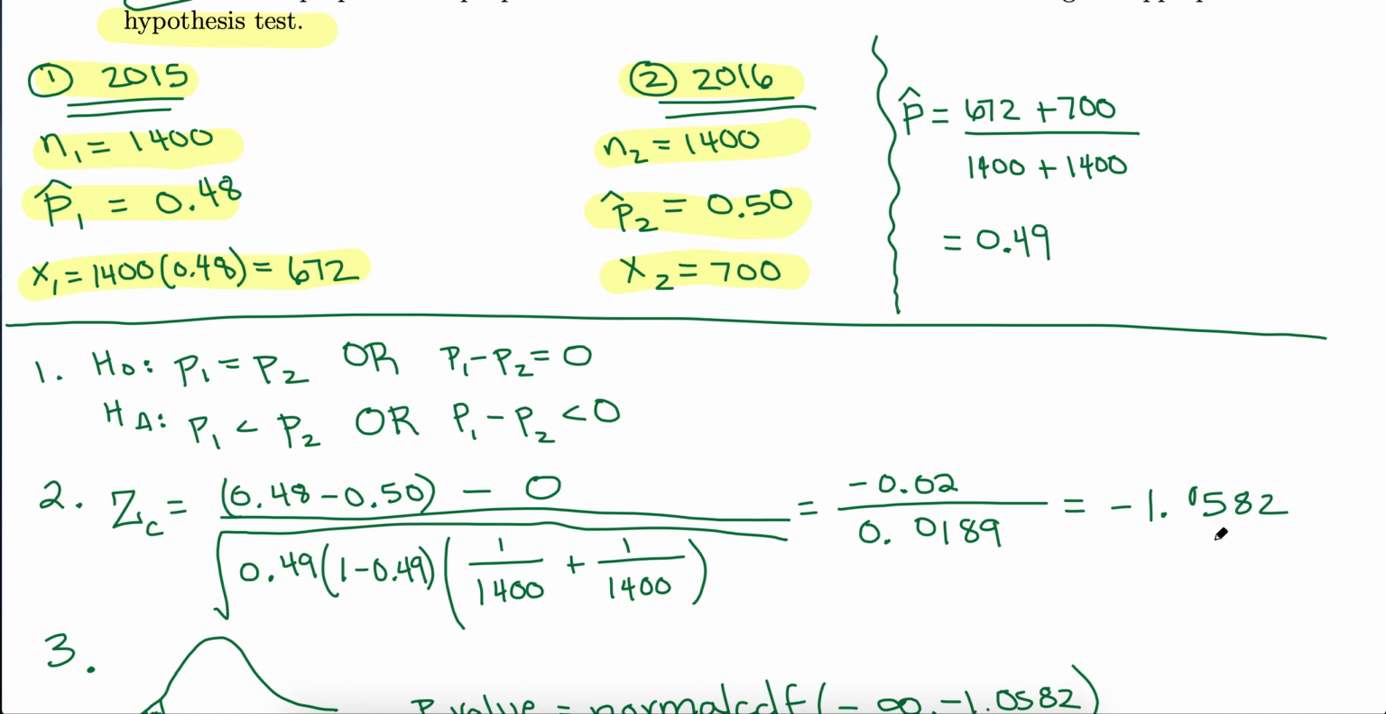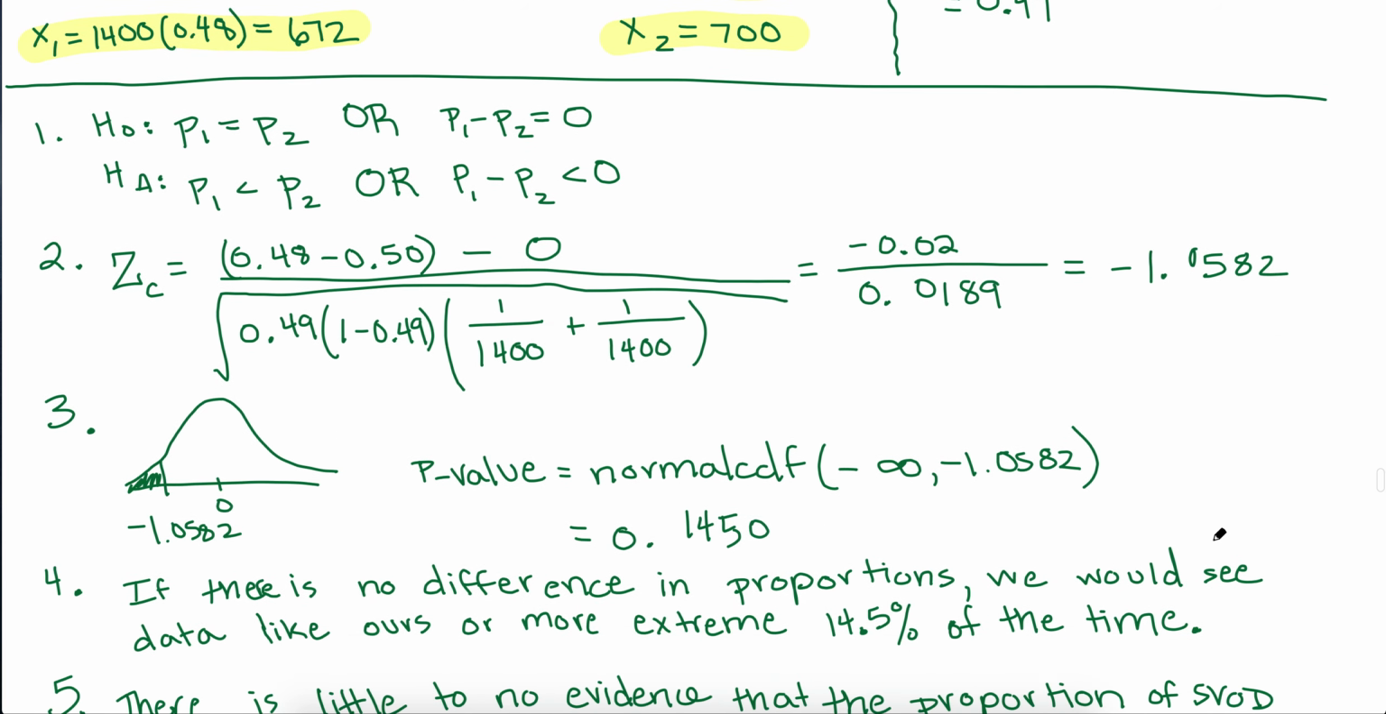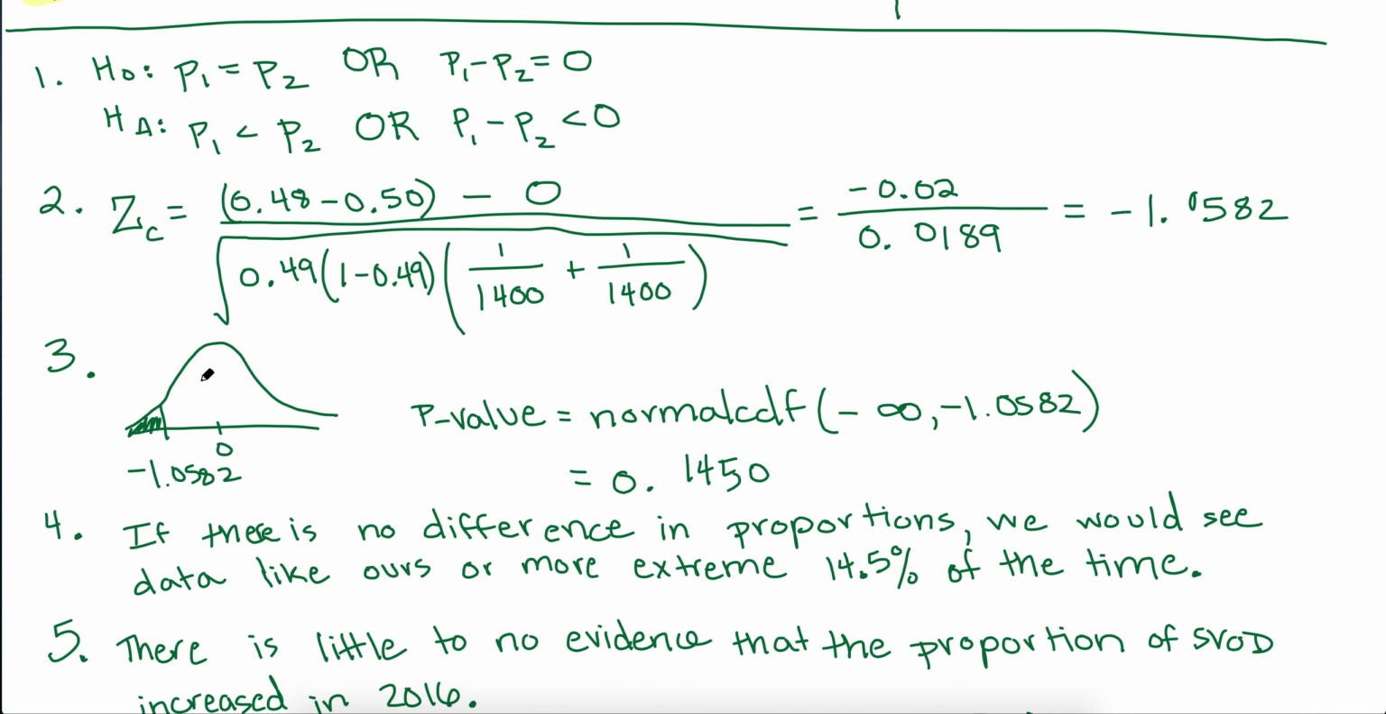Again, about z-scores, we know that's not really rare. That's not a huge z-score. So let's bring that in terms of a probability. Our p-value is, what's the probability of seeing this data, this statistic, or more extreme? Remember here, HA is less than, so I'm shading less than my test statistic. In our calculator, that's normal CDF from -infinity to our test statistic, and that should give us 0.1450.